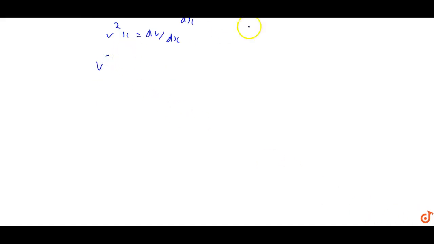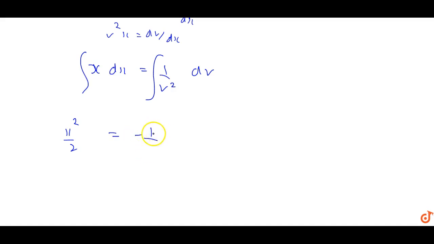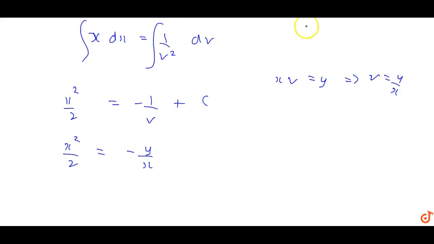So we bring the x terms to one side and separate the x and v terms, so we get x dx = (1/v²) dv. Now integrate both sides, so x²/2 = -1/v + c. Here v is what we substituted: y = vx, this implies v = y/x. So this becomes x²/2 = -x/y + c.